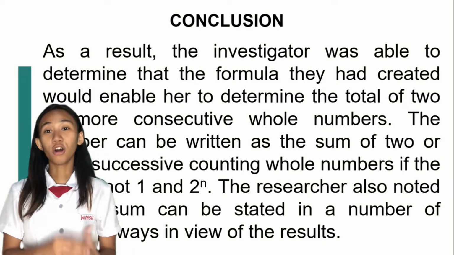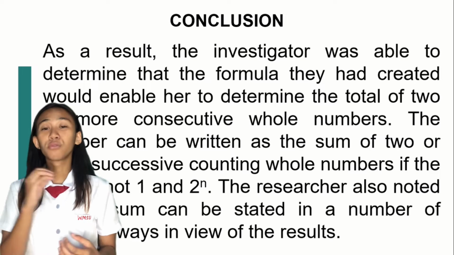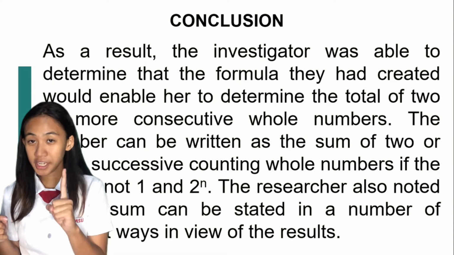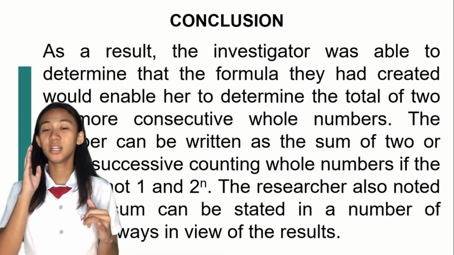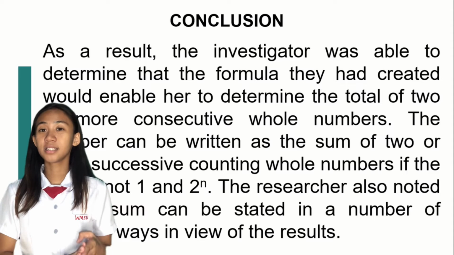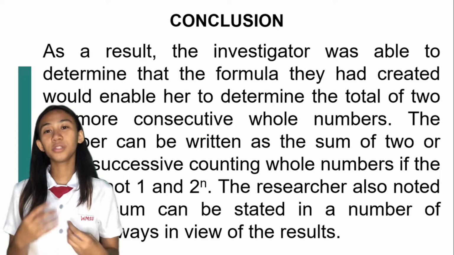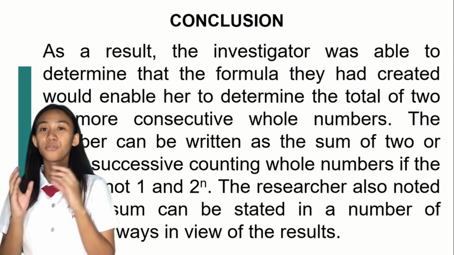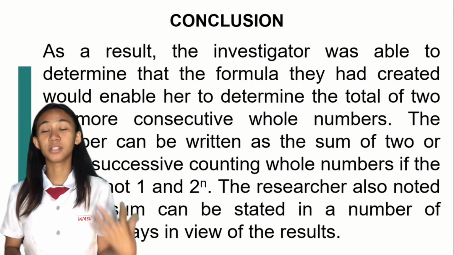To be specific, a number cannot be written as a sum of 2 or more consecutive counting whole numbers if the sum is 1 or if the sum is 2 raised to the power of n, such as 2, 4, 8, 16, 32, and so on. The researcher also noted that the sum can be stated in different ways. For example, 9 can be expressed in 2 ways, and 15 can be expressed in 3 ways.